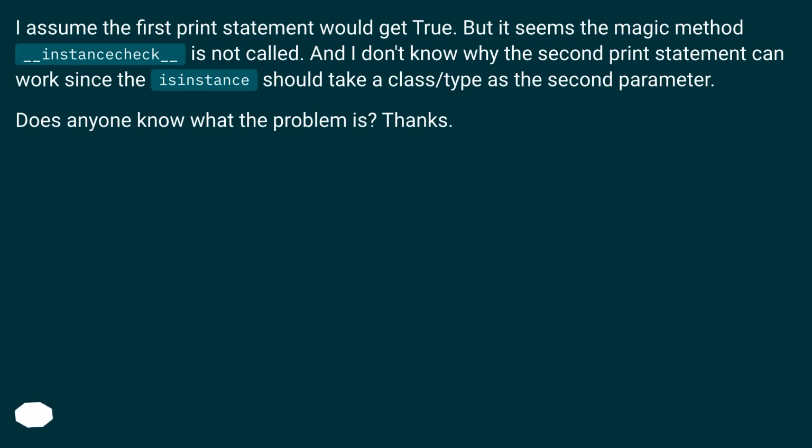I assumed the first print statement would get True, but it seems the magic method __instancecheck__ is not called. And I don't know why the second print statement can work since the instance should take a class/type as the second parameter. Does anyone know what the problem is? Thanks.